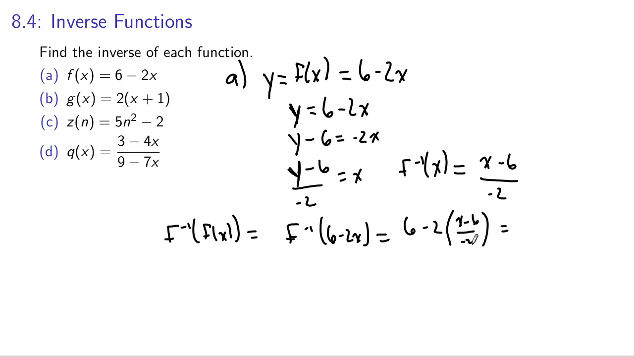If we distribute the -2 in, these -2's will cancel. We'll have 6 plus x minus 6. 6 minus 6 is 0. We get x. Now we can do the same set of steps with the composition of f of the inverse of x, and we'll get the same answer.